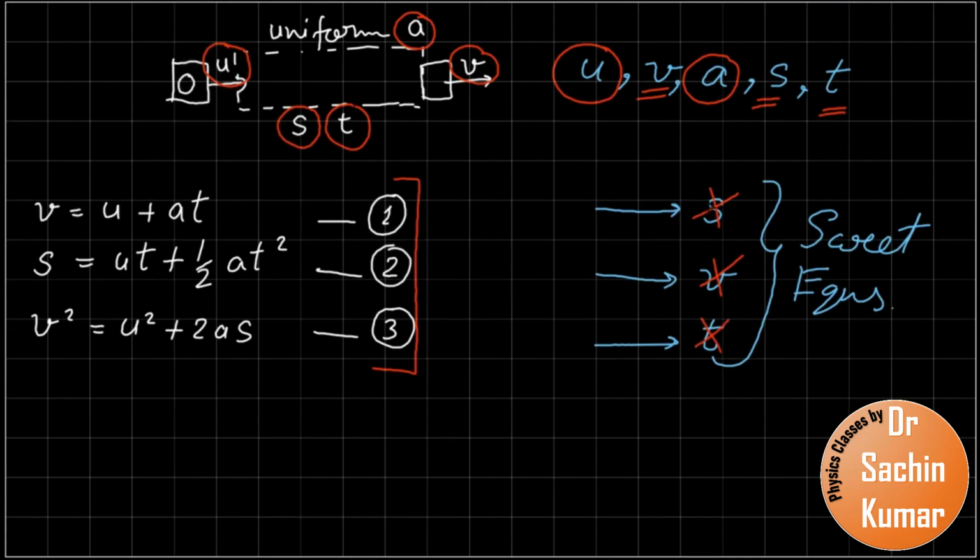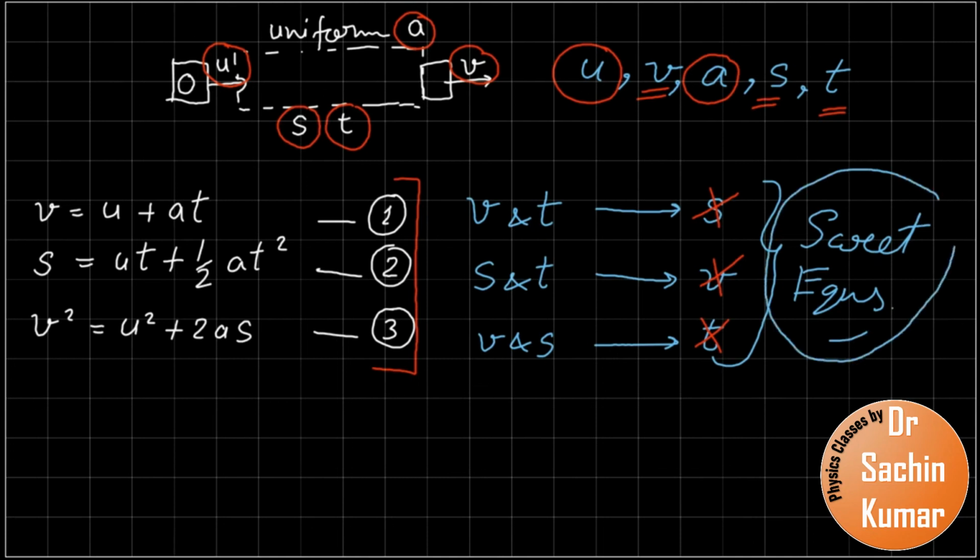If s is missing, then you can say that the first equation gives you a relation between v and t, the second equation gives you a relation between s and t, and the third equation gives you a relation between v and s. This is the design of these equations, and you can remember this design by just calling them SVT equations: s is missing, v is missing and t is missing from these equations.